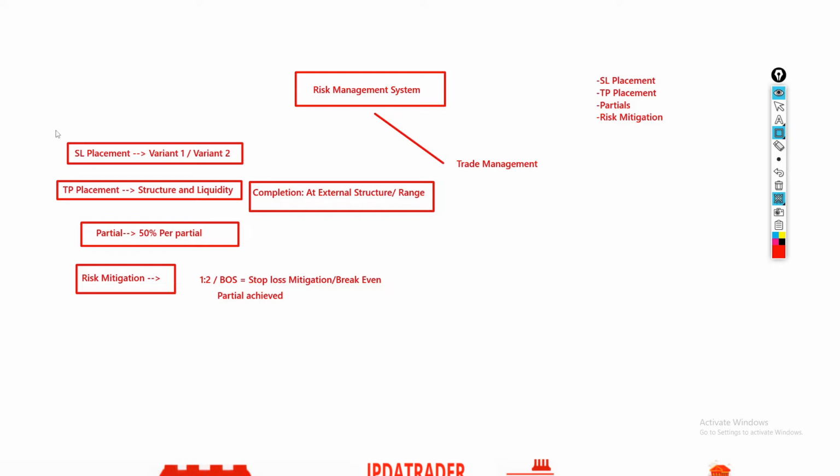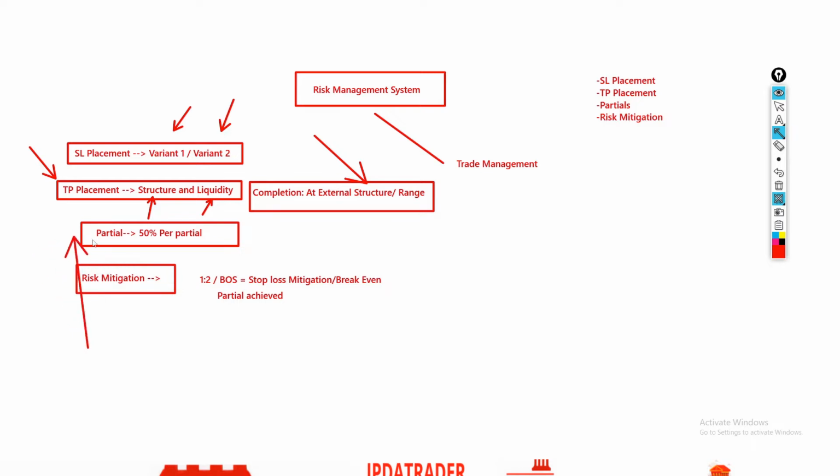In order to determine our stop loss, we're going to be using variant number 1 or variant number 2, depending on the trade. I will decide that as an individual trader. We're going to be using the help of structure and liquidity. Completion, which is closing the trade out, is going to occur at external structure or range. And when we talk about partial, we mean 50% of the position is going to be closed out.